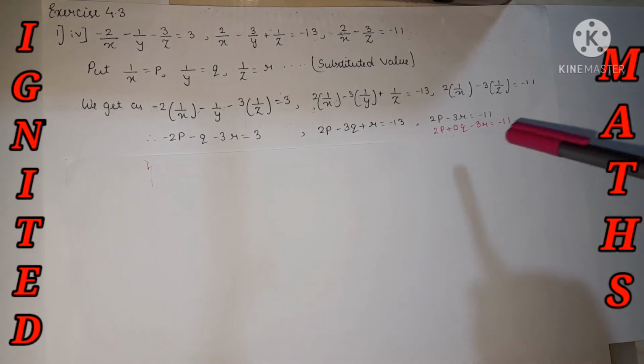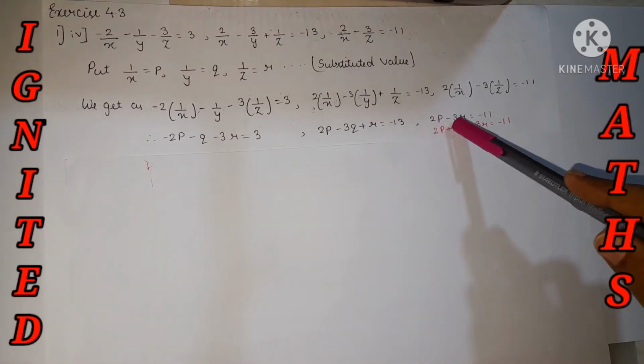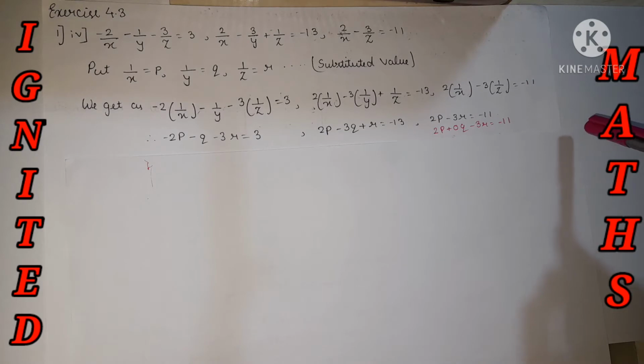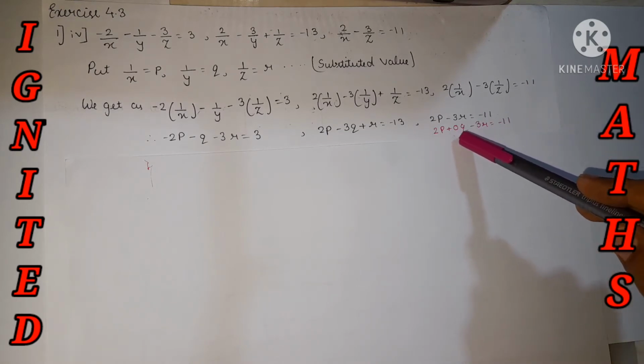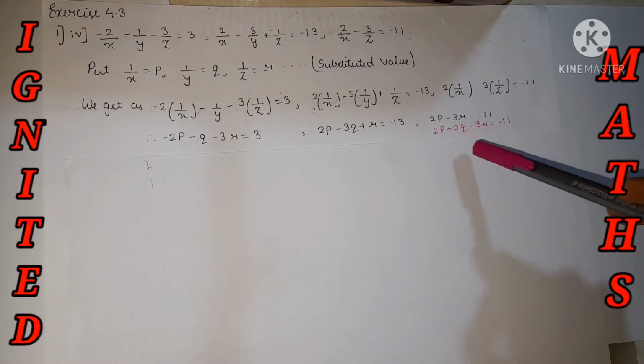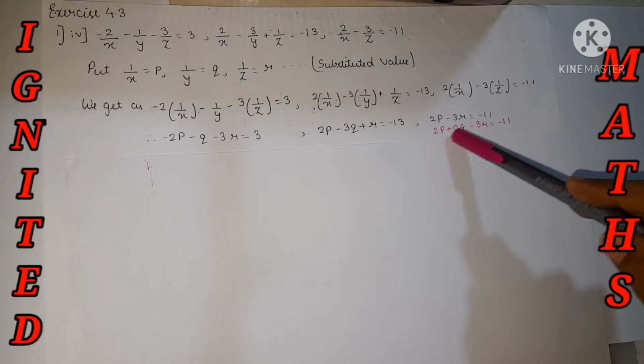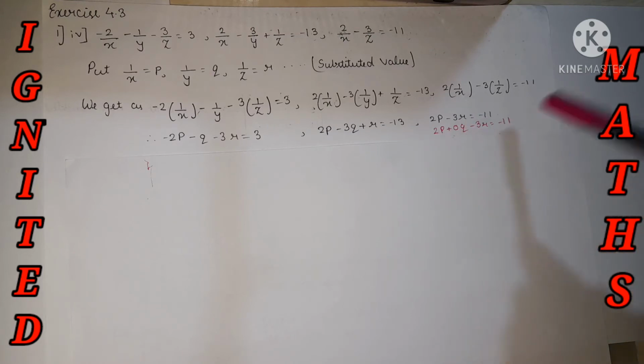Now what is the third equation? If we see it, it is 2p minus 3r equal to minus 11. The q part is not there, so we write 0q. Write the coefficient as 0 for the q variable. The rest of the terms will remain as they are.